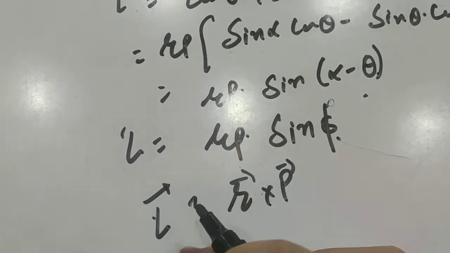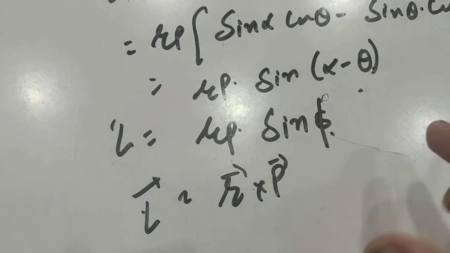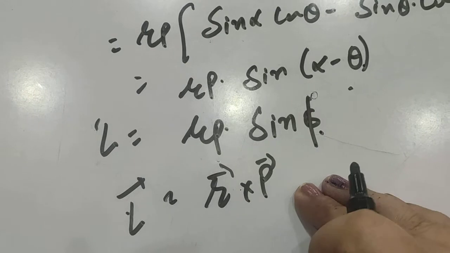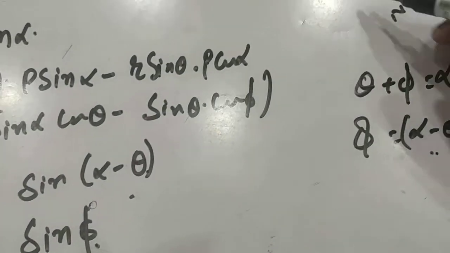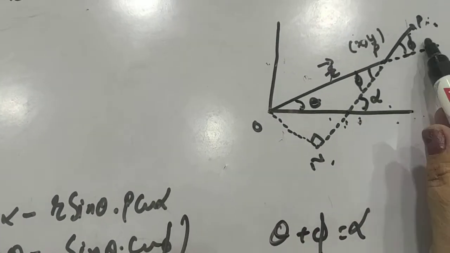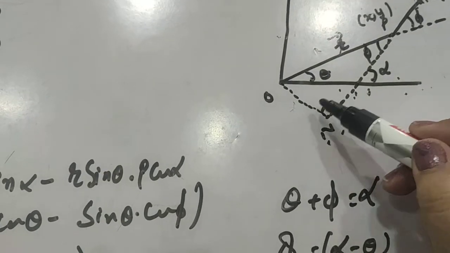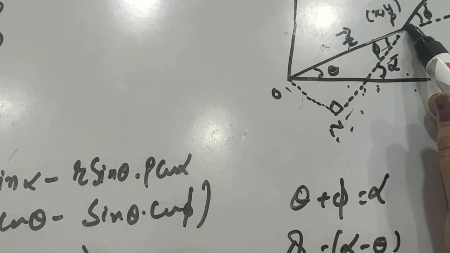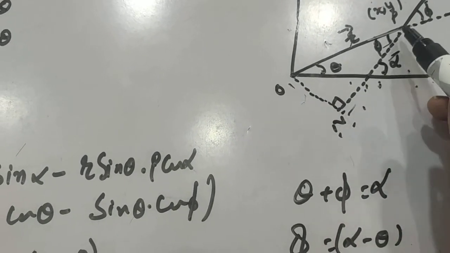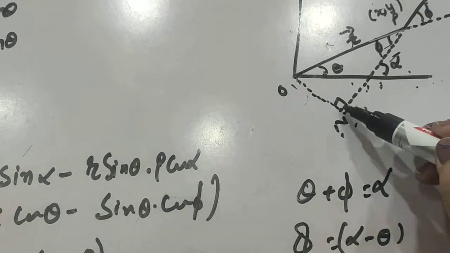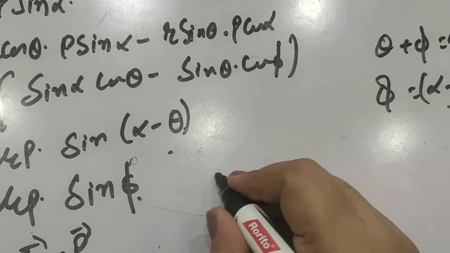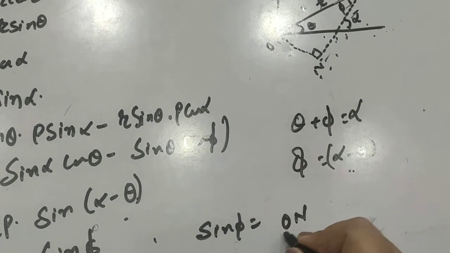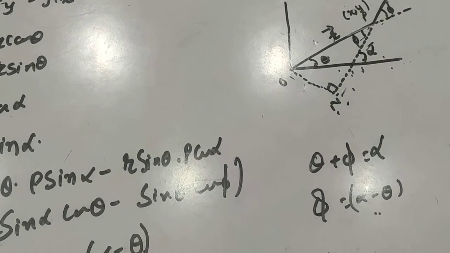The direction of L, as well as torque, is given by the right hand screw rule and is perpendicular to the plane containing r and p. Now again, draw a perpendicular from O to the line of action of linear momentum. Accordingly, sin phi can be calculated. This is the base, this is the perpendicular, and this is the hypotenuse. So sin phi is equal to perpendicular upon hypotenuse, which is ON upon OP.